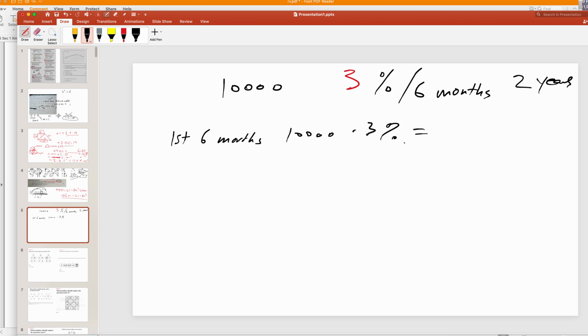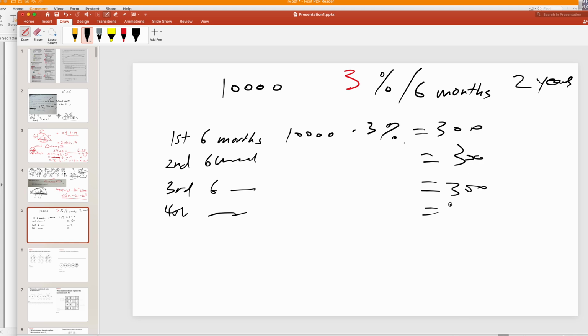So this is your first 6 months, right? So you just want to find out how many 6 months you have in 2 years. Four, right? Yeah. So basically this is 300. So that's your interest, right? So if they want the total, it's times 4. That's the total, right?